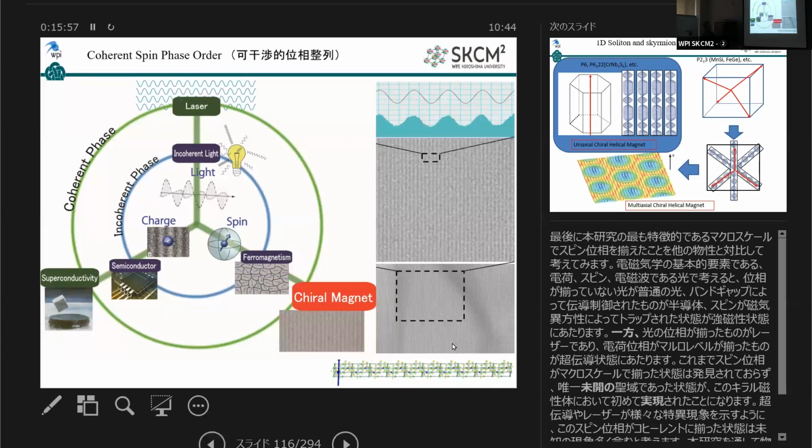These are gauge particles, and this one is a paired, Cooper paired particle. This goes to Bose-Einstein condensation and can arrive at superconductivity. For spin, Bose-Einstein condensation is impossible, but the chirality can generate the spin phase order, a macroscopic order.